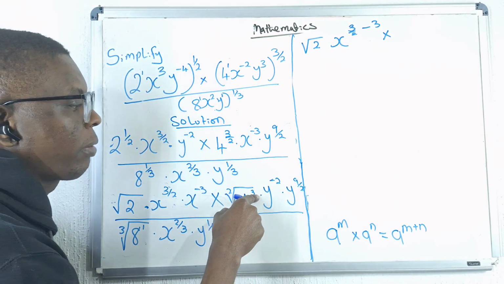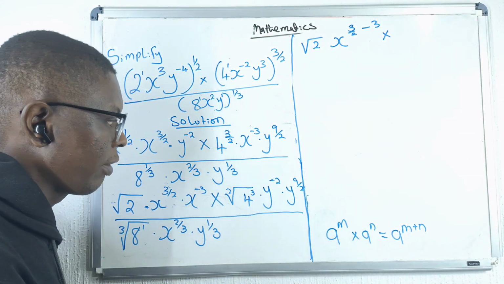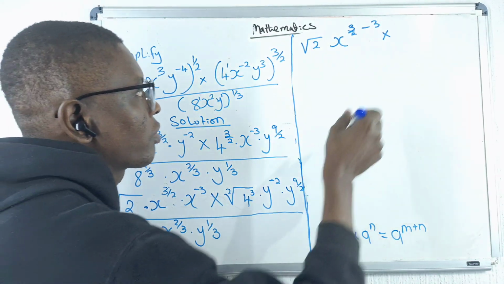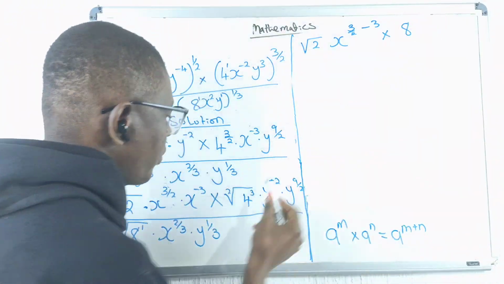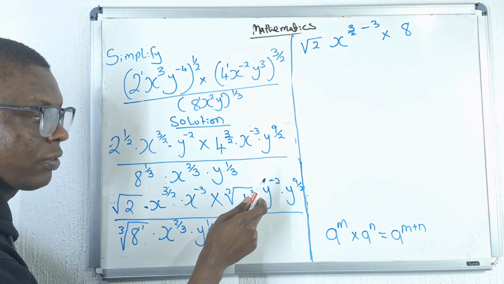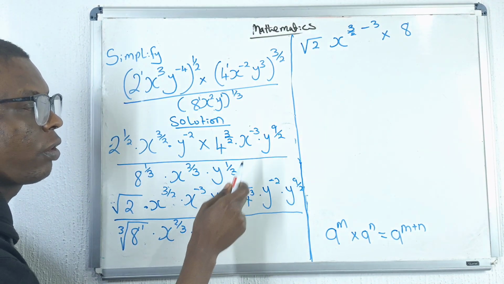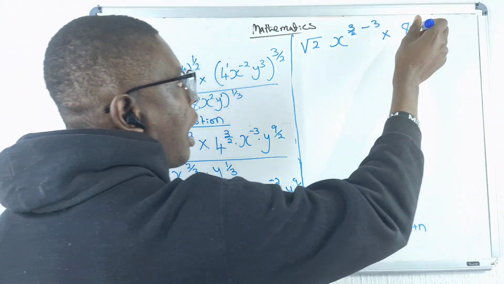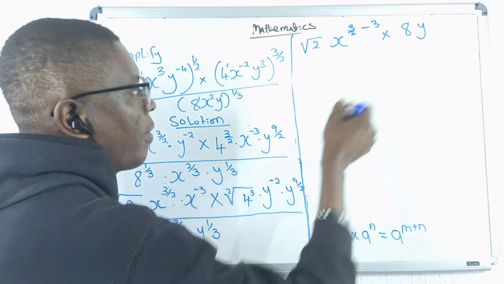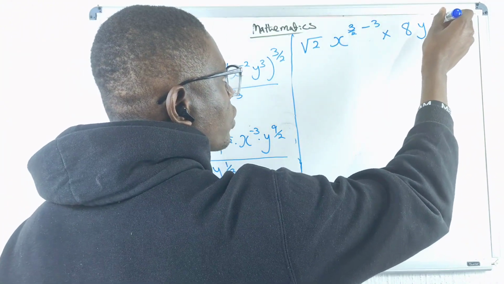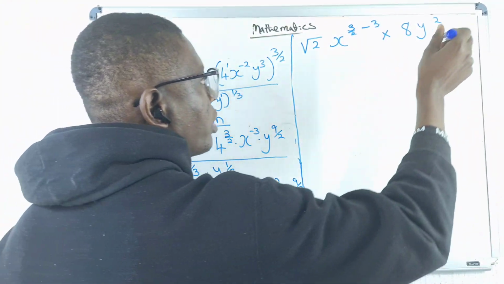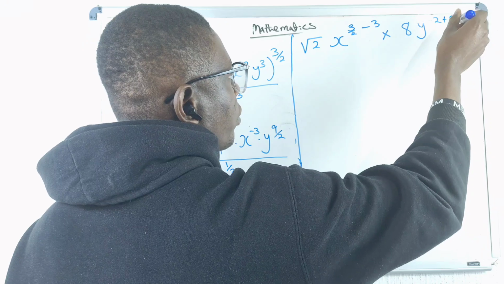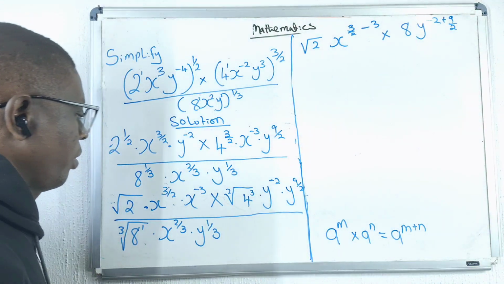Now guys, what is 4 raised to power 3? 4 raised to power 3 is 64. What is the square root of 64? The square root of 64 is 8. This is what I did here. 4 times 4 times 4 is 64. The square root of 64 is 8. Now, both are having y. I will take one y and sum up their power, which is minus 2 plus 9 over 2. Okay?